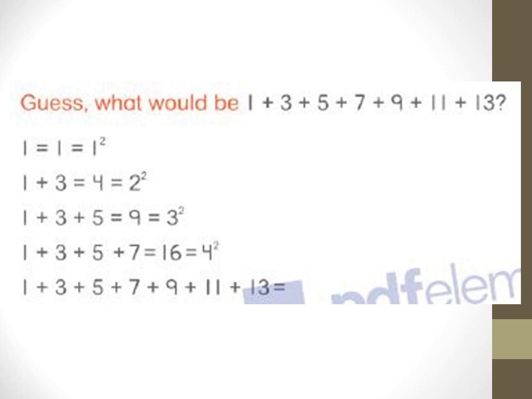In the same way, what will be the last equation's answer? That is 1 plus 3 plus 5 plus 7 plus 9 plus 11 plus 13. Think for a bit. Now I am giving you the answer. Count the odd numbers. There are 7 odd numbers, so the answer will be 7 square.